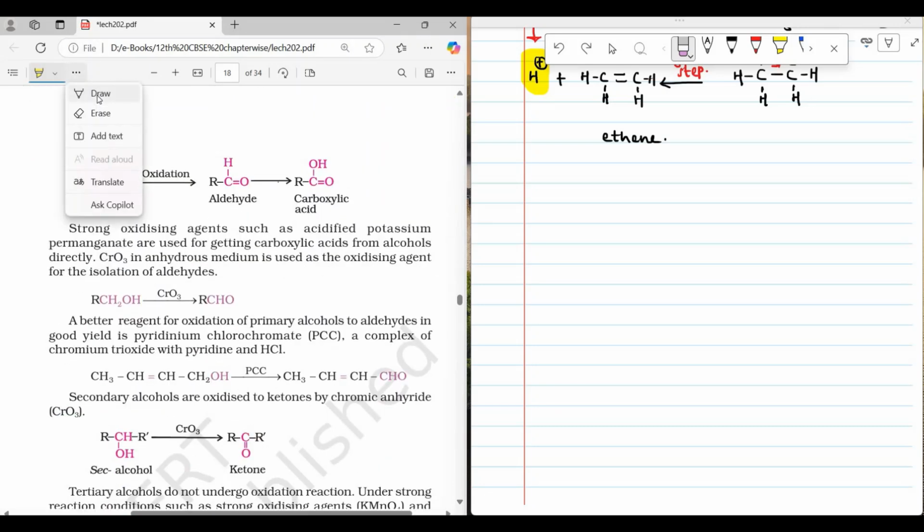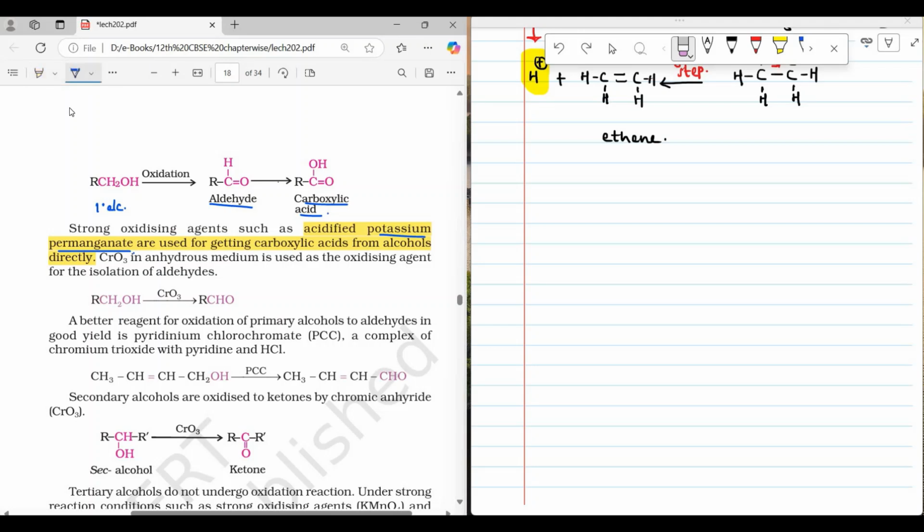So here, when you observe the reaction given here, this is a primary alcohol. After oxidation, it gives an aldehyde, and on further oxidation it gives carboxylic acid. Strong oxidizing agents such as acidified potassium permanganate are used to get carboxylic acid from alcohol directly. So if you want to get carboxylic acid directly from an alcohol, you should use a strong oxidizing agent like acidified potassium permanganate. CrO3 in anhydrous medium is used as the oxidizing agent for the isolation of aldehyde.